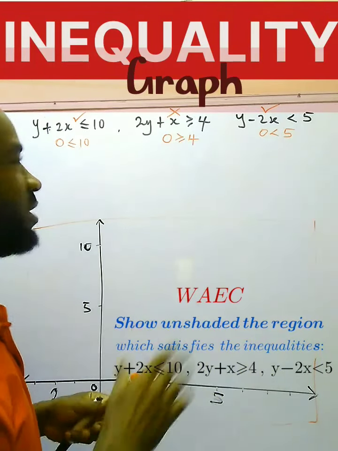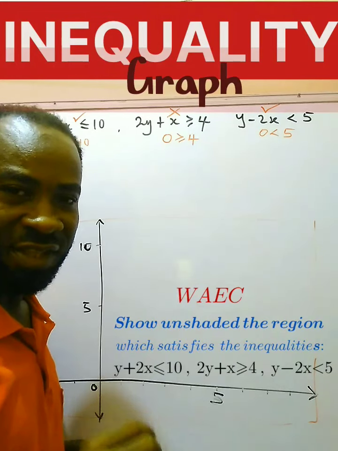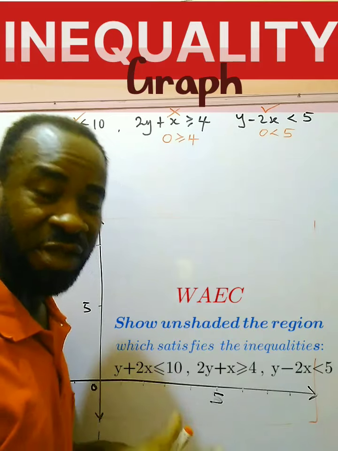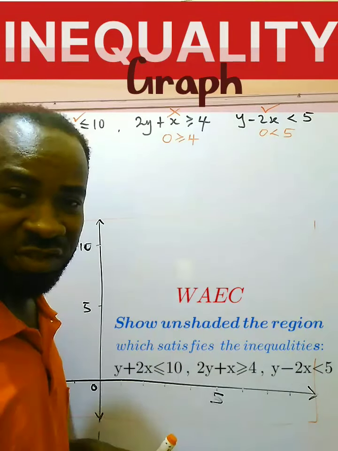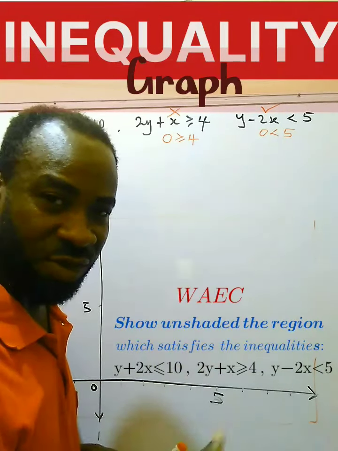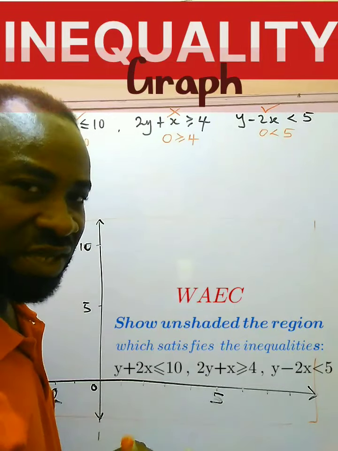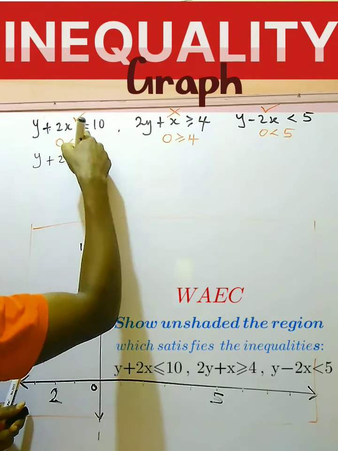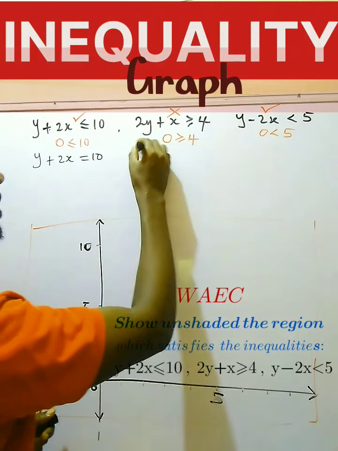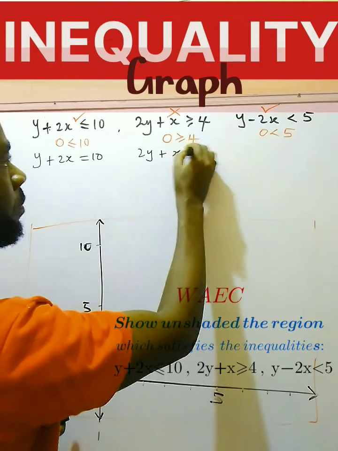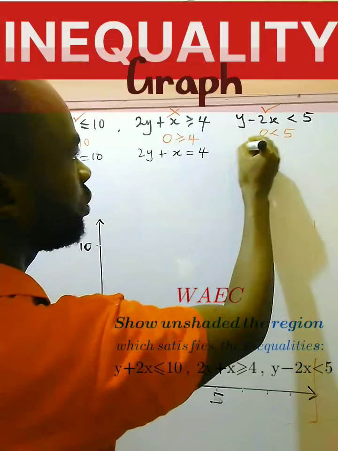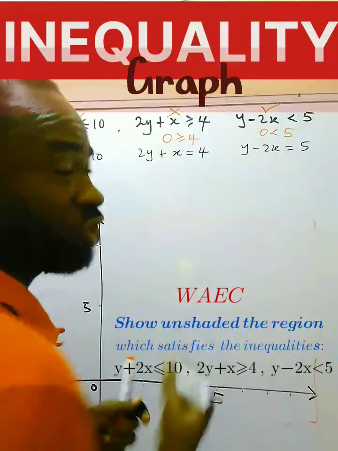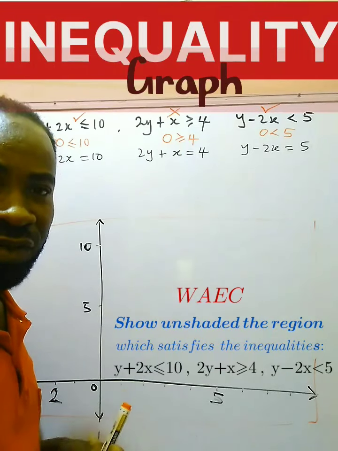Now let's go. The next thing I'm going to do is to get the intercept of each of these inequalities. The intercept simply means where the line of the inequality crosses either the x-axis or the y-axis. So how do we go about that? The first thing to do is to change each of these inequality signs to equal to sign so that we'll have an equation. So I'm changing each of these inequality signs to equal to so that I will have an equation that will now help me to get the boundary line.